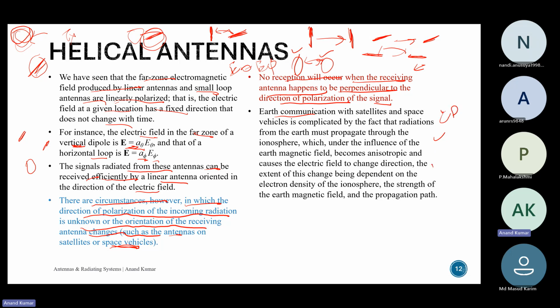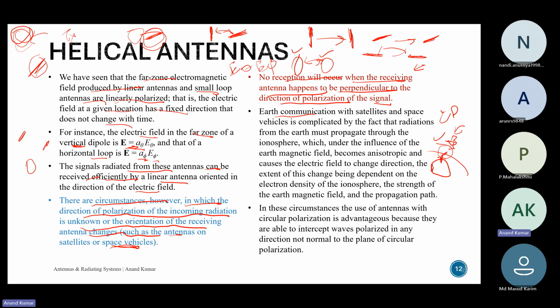Again, the signals transmitted from the Earth to the satellites in space also have to be circularly polarized because we have a layer of ionosphere. Even if this is a geostationary satellite and the position is fixed, and we have the transmitter over here, when the signals are transmitted through the ionosphere, the polarization might change. In all these circumstances, circularly polarized antennas have advantages because they are able to intercept waves polarized in any direction not normal to the plane of the circular polarization. This is why CP antennas are very popular.